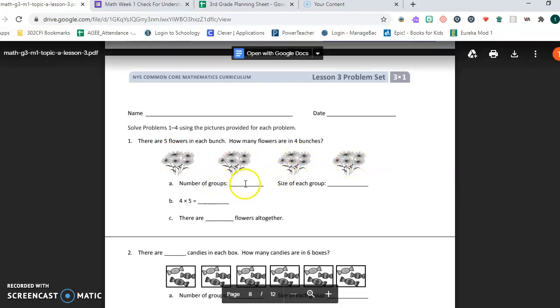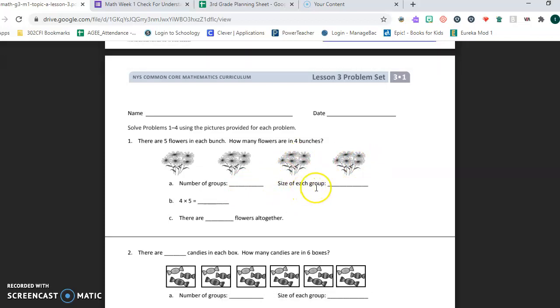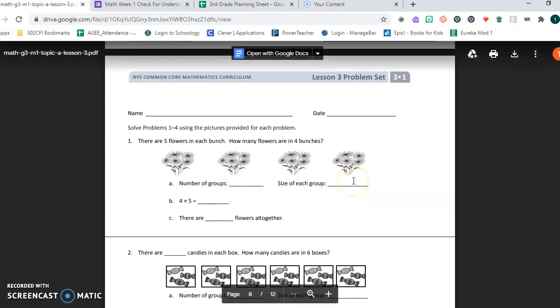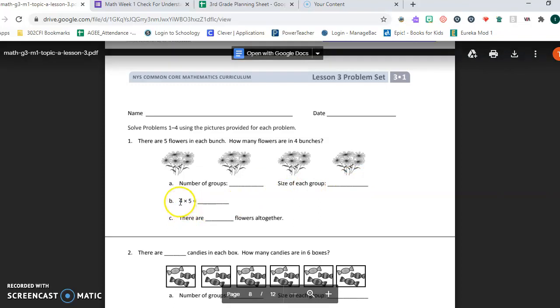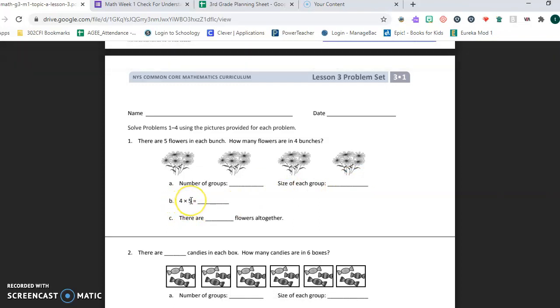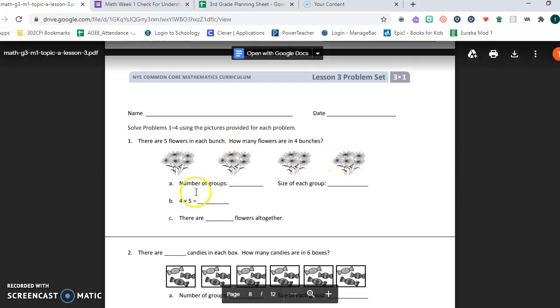So there are 4 groups, and the size of each group is 5 flowers. So four groups, 5 flowers in each group. And so here we see the same exact problem, just written purely in numerical form. That means numbers. 4 times 5 equals, and then you can skip count by fives, 5, 10, 15, 20.